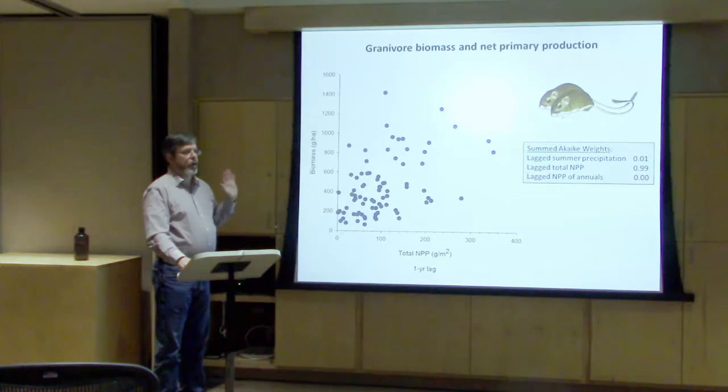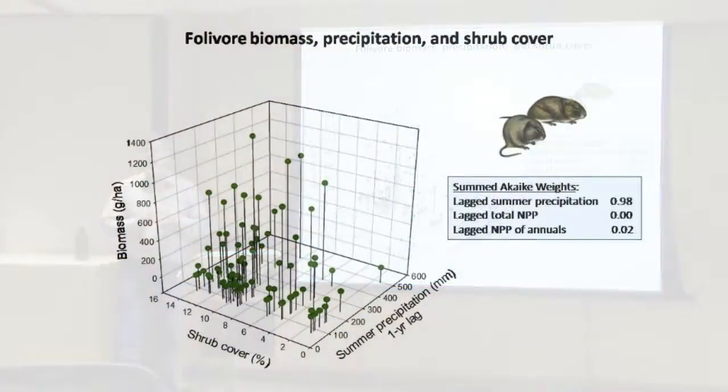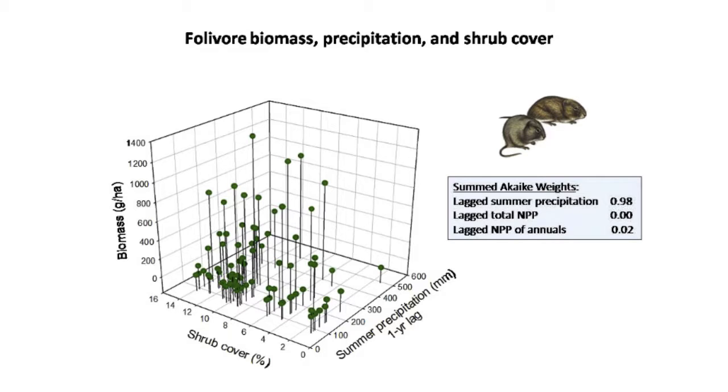I set up the exact same model, asking the same question for the folivores, and got a completely different answer. Now nearly all the support is not for total MPP, but for lagged summer precipitation. And there's also an interaction with shrub cover, a positive interaction, so stronger responses on the shrubbier sites during the wet years.